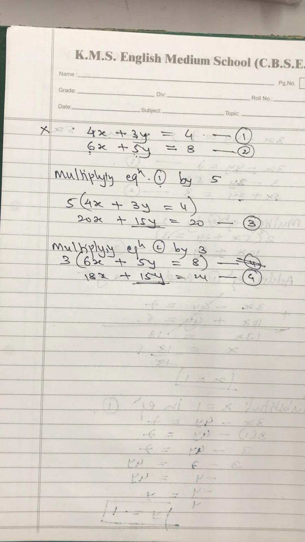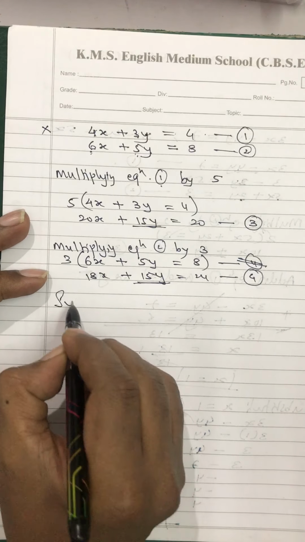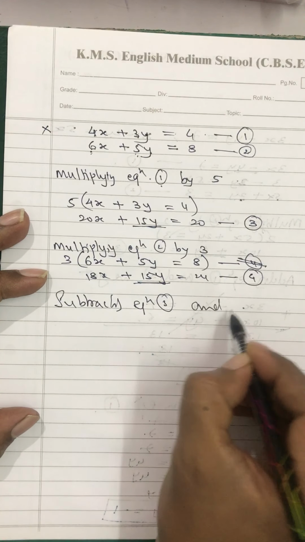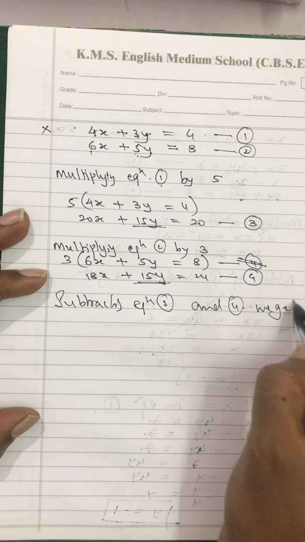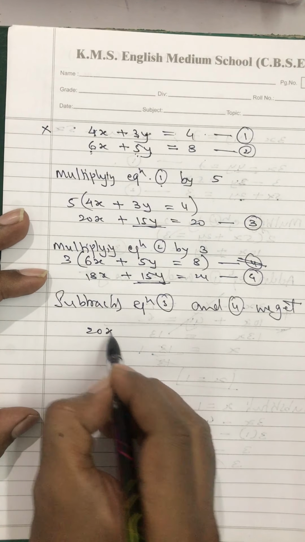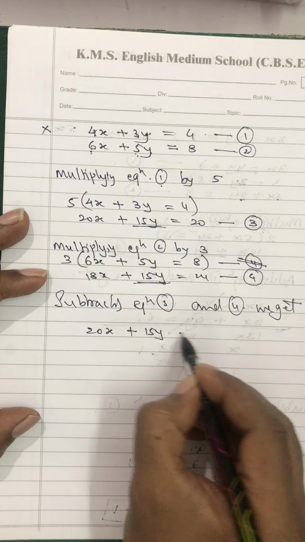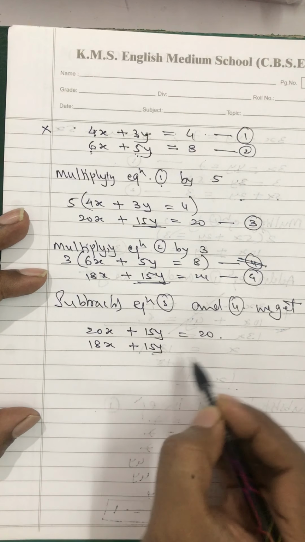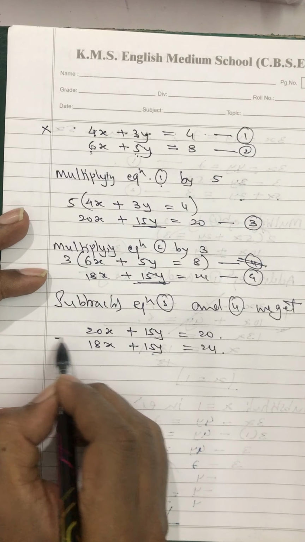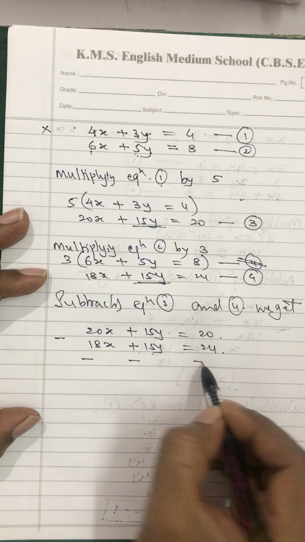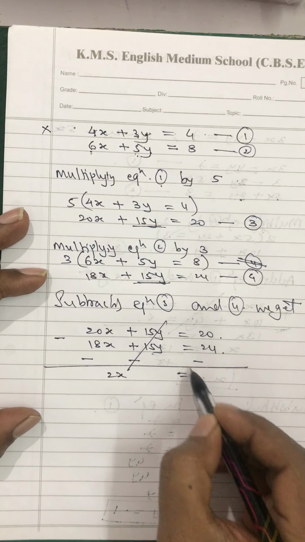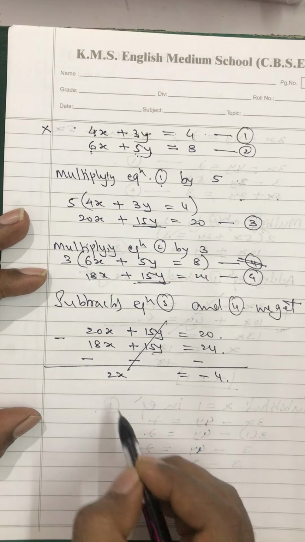So now the coefficients are equated. Finished. Now my next step, because they are having equal signs, I will subtract equation 3 and 4. What do we get? 20x plus 15y is equal to 20. 18x plus 15y is equal to 24. I will subtract, this will become minus, this will become minus, and this also will become minus. These both are gone. 20x minus 18x is 2x. 20 minus 24 will give me minus 4.